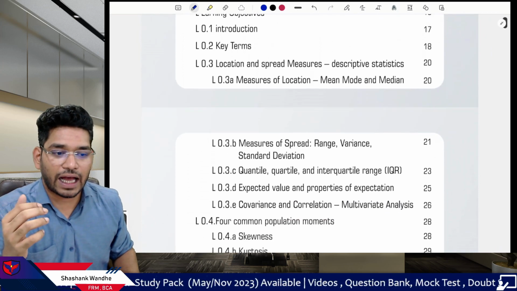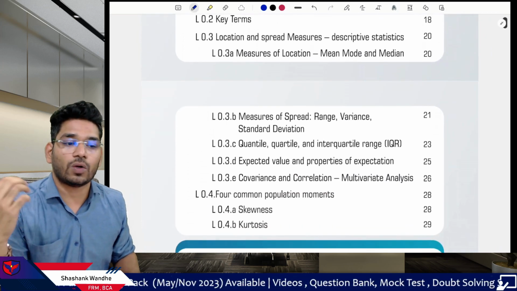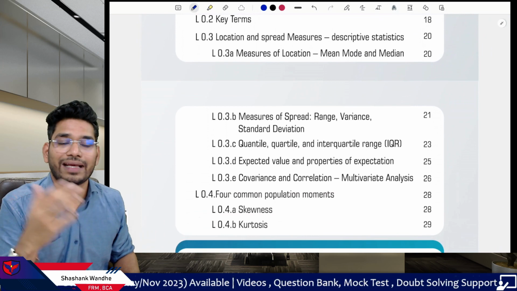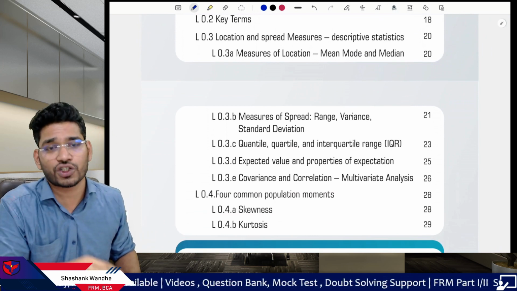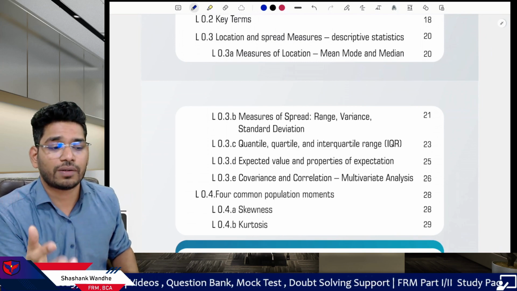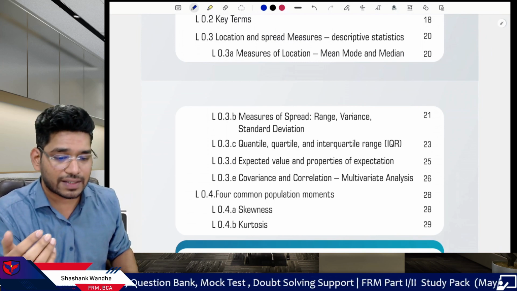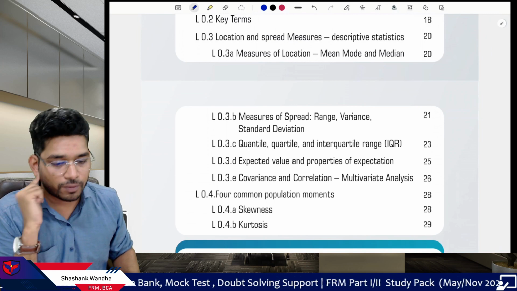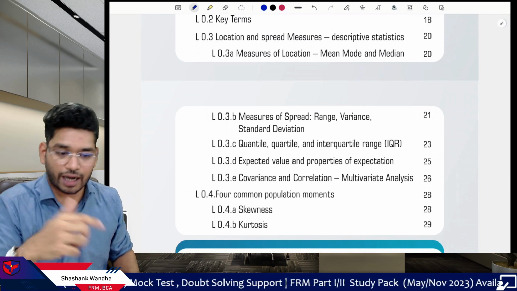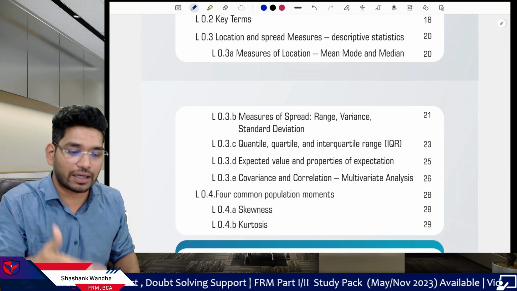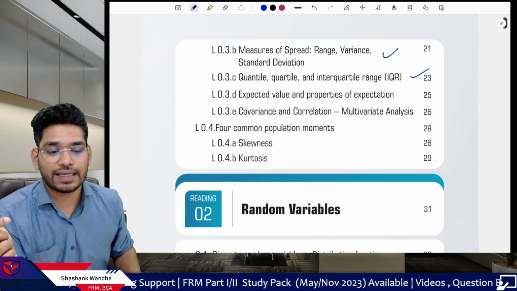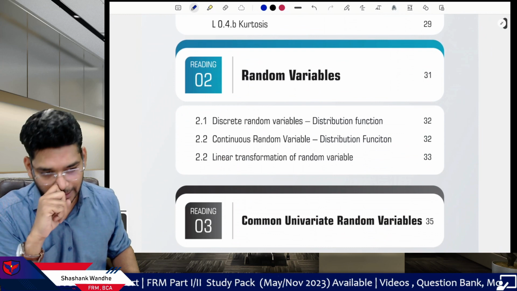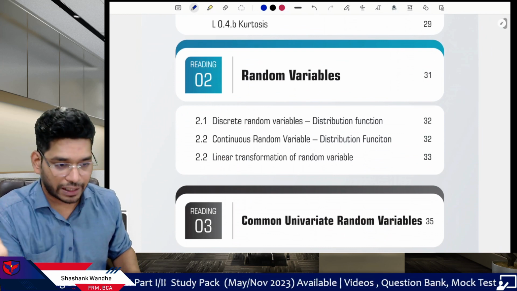Here we have discussions like location measures and spread measures: mean, mode, median, standard deviation, variance, range, quartiles, interquartile range, expected value, properties of expectation, covariance, and correlation, which relates to multivariate analysis. Then 4 common population moments, skewness and kurtosis, and the 2 population moments, mean and variance or standard deviation, are covered here. So this is the level 0 topic. Obviously it covers the random variable, common univariate and multivariate random variables.